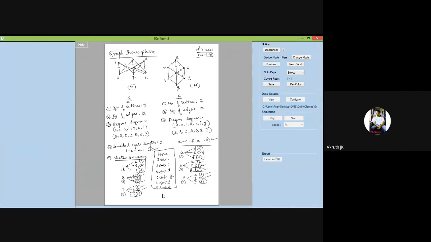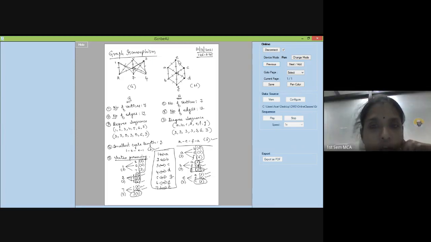C to G, I mean ma'am, this is 3 to 7, C to G. 3 to 7. Yes ma'am. C to E, that is not matching.